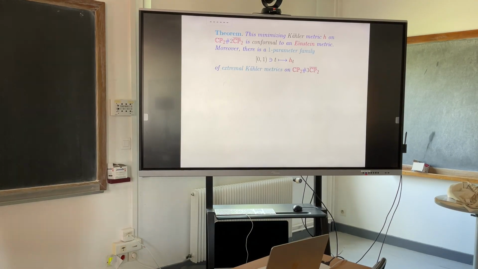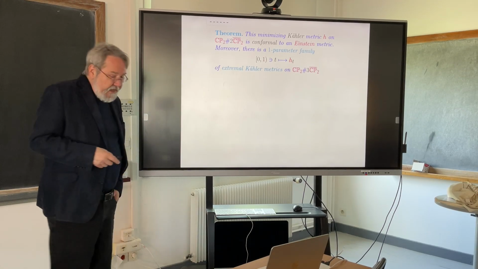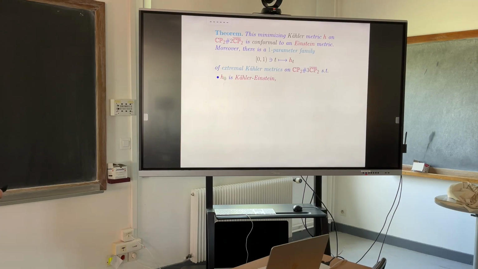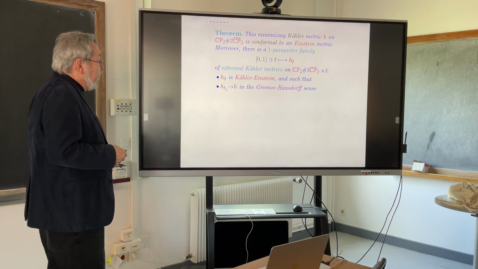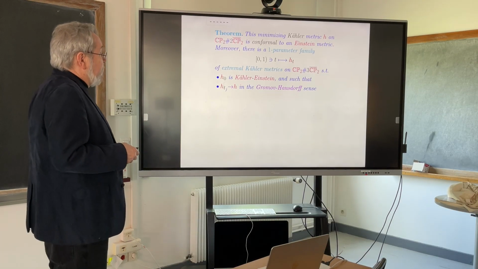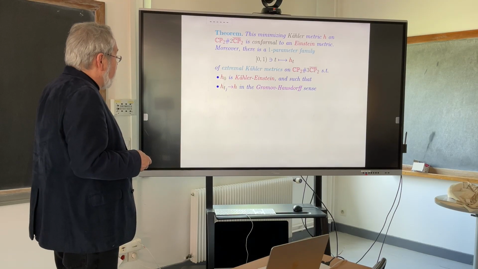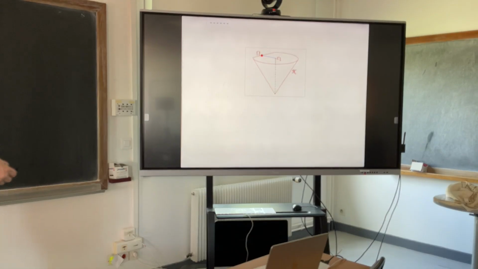So one way of doing it is that you can start on CP2 blown up at 3 points, where there is a Kähler-Einstein metric which had been discovered by Hsu, and on that manifold that's actually the minimizer of this functional. What you can then do is take a one parameter family starting at this Kähler-Einstein metric, you can actually follow a straight line in the Kähler cone and get a sequence of these Kähler metrics which converge to the desired metric in the Gromov-Hausdorff sense.